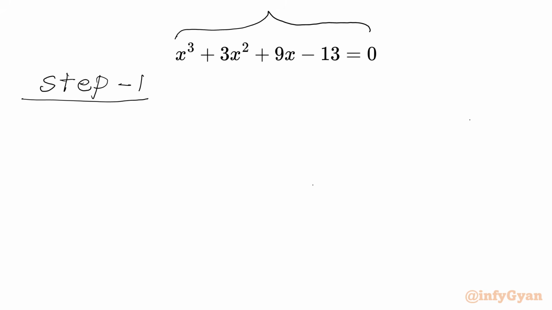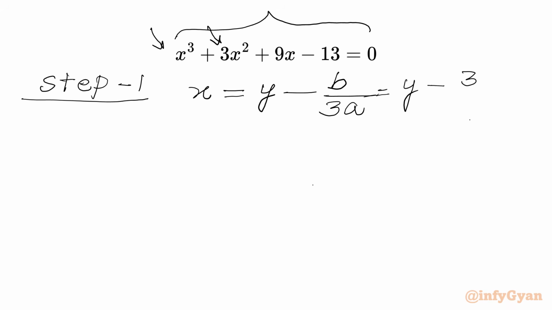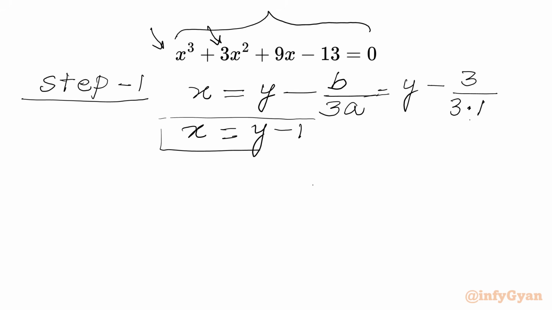So I will use the Tschirnhaus transformation substitution formula, basically x equal to y minus b over 3a. b is the coefficient of x square, it is 3. a is the coefficient of x cube, it is 1. So in place of b we can write 3, in place of a we will write 1. So we have the conversion of x into y, x equal to y minus 1, which we are going to put into the original equation.